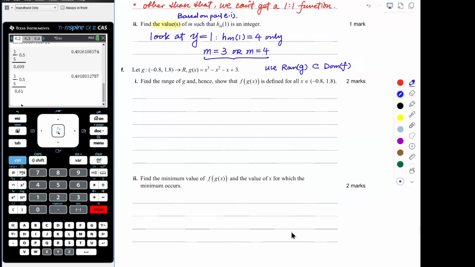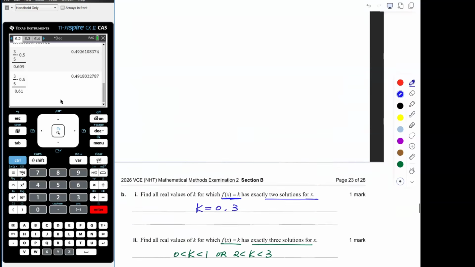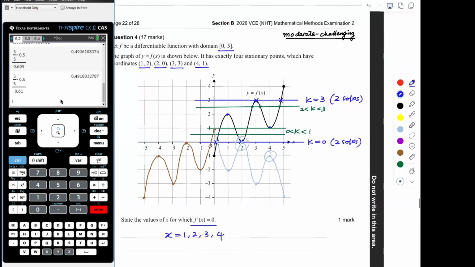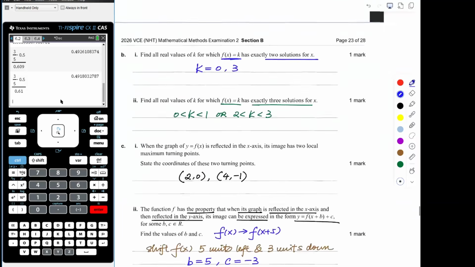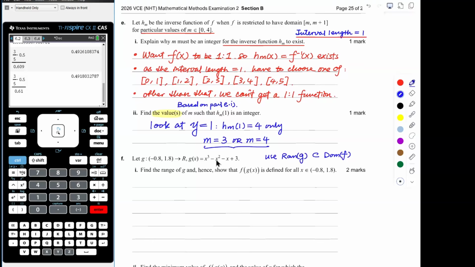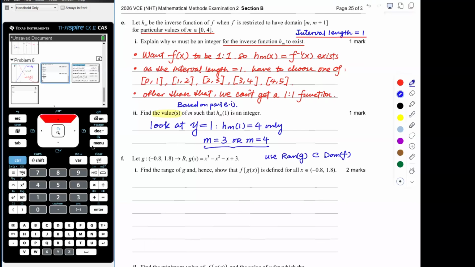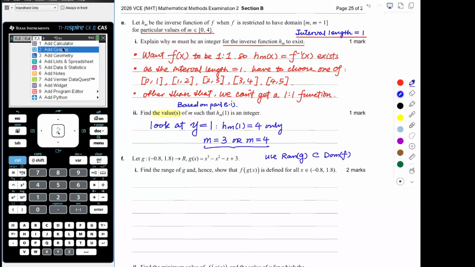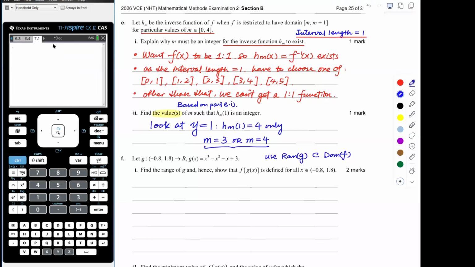All right, part F. Finally, we have a specific rule to work with. You can see for the whole question here, can you use your CAS calculator really well? Nah, for most of the questions, you don't actually use your CAS calculator. You have to use your mathematical judgment, all right? And g is from minus 0.8 to 1.8, and x cubed minus x squared minus x plus 3. So what I'll do is I'll create another function. I'll call it g of x is x to the power 3 minus x squared minus x plus 3.